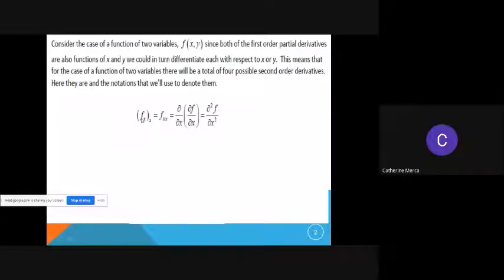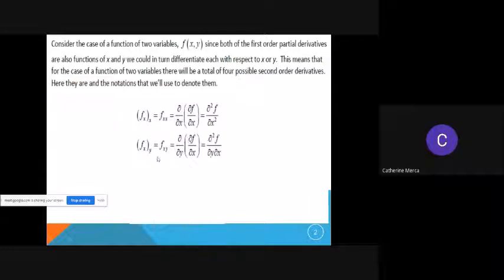We have the following. The partial derivative of the function, meaning f sub x. So we take first the partial derivative with respect to x. Then, if you take again the partial derivative of that one, it will now be the partial derivative with respect to x of the partial derivative of the function with respect to x. We'll have f sub xx. It is denoted by this second order partial derivative of the function with respect to x. And this means that in the case of a function of two variables, there will be a total of 4 possible second order derivatives.